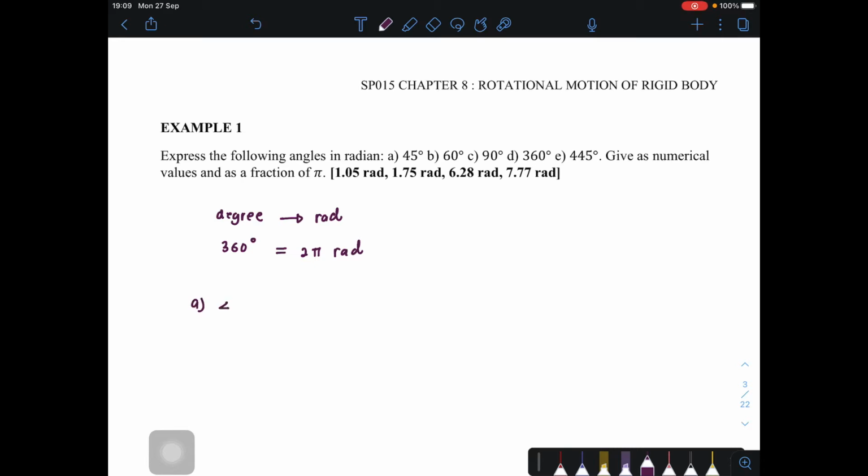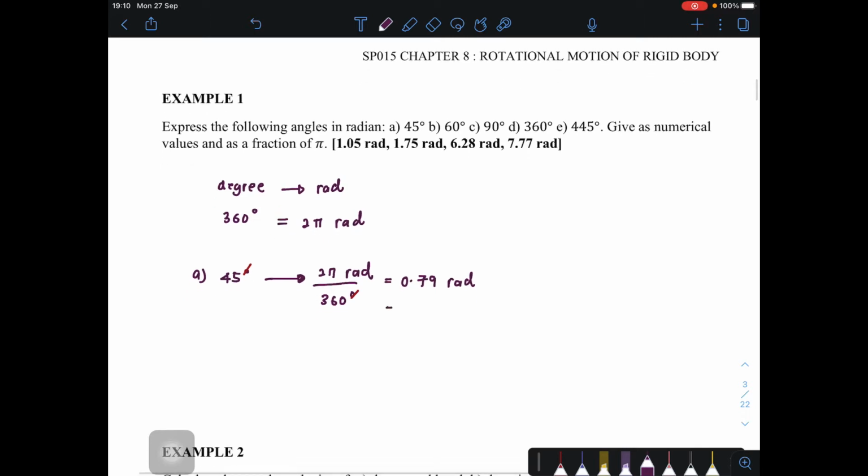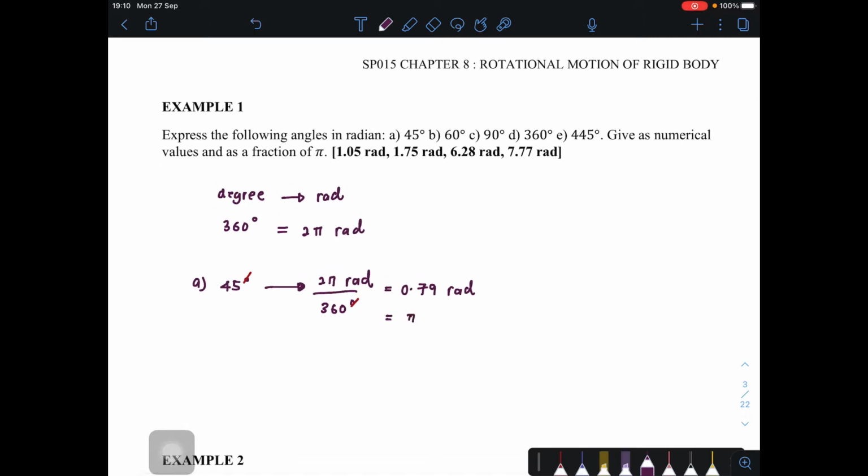Okay, so now 45 degree, kita mau cancel degree ni. In order to cancel this one, we need to divide by 360 degree, and then because we want it to be in radian, so kita kena darab dengan 2 pi radian. So here you can cancel the degree and then tekan calculator, you will get 0.79 radian, or you can leave the answer as pi over 4 radian, which is in terms of pi.